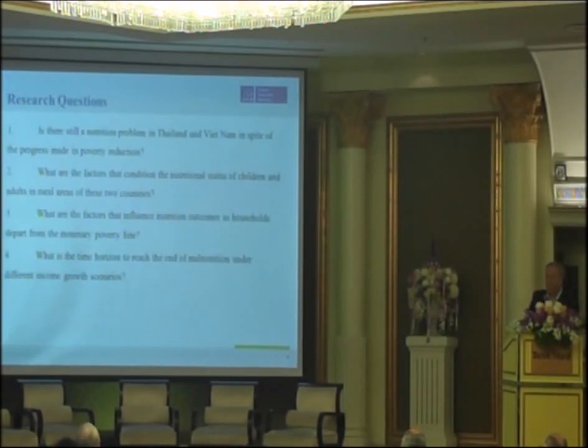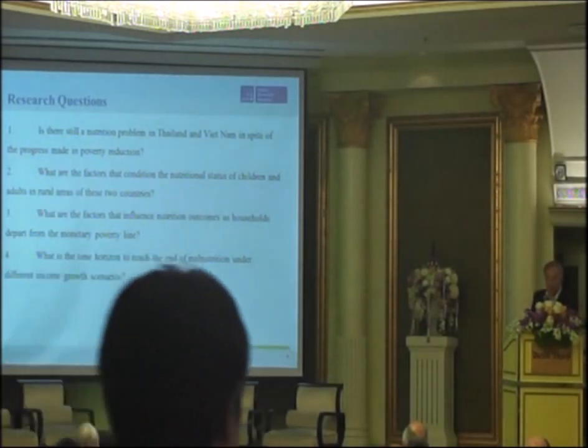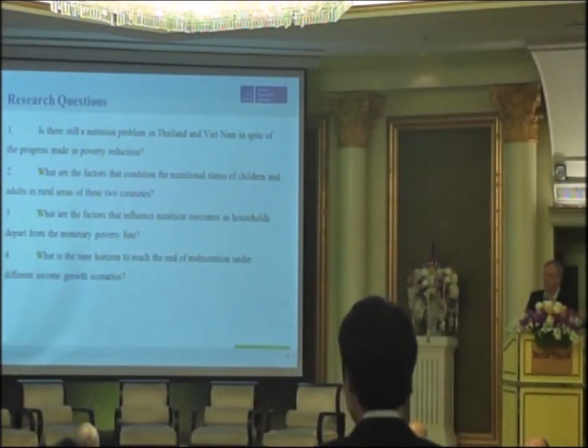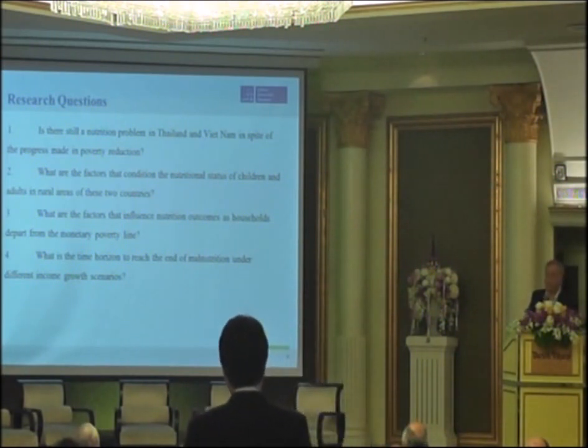Okay, so I have 4 research questions. The first one is simply phrased as: is there still a nutrition problem in Thailand and Vietnam in spite of the progress made in poverty reduction? The second one is, what are the factors that condition the nutritional status, particularly of children? Of course, when we talk about undernutrition, we mainly talk about children in the rural areas of these 2 countries. Third, what are the factors that influence the nutrition outcomes? So these are the classic indicators: weight for age, height for age, body mass index, and so forth.